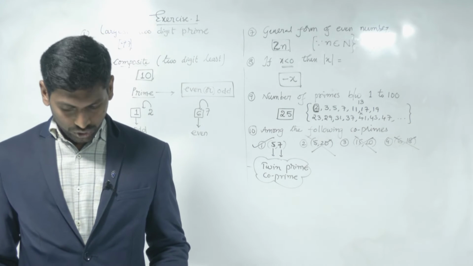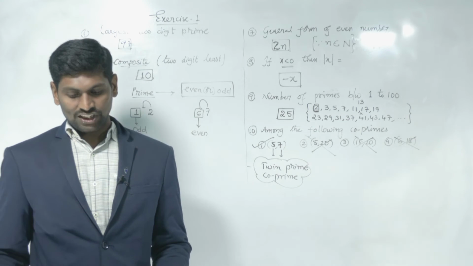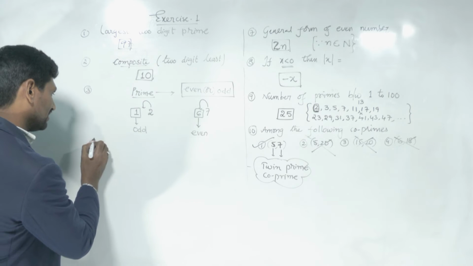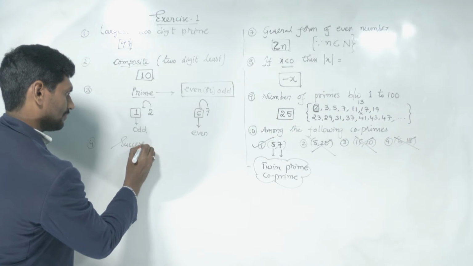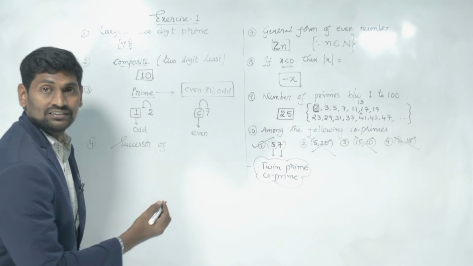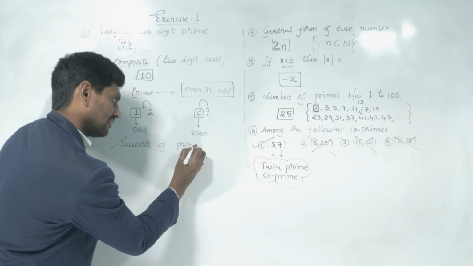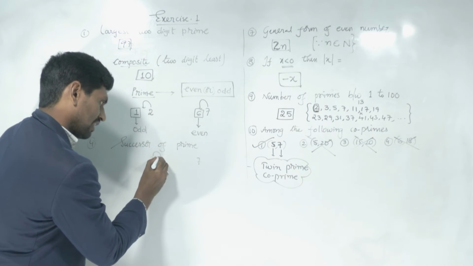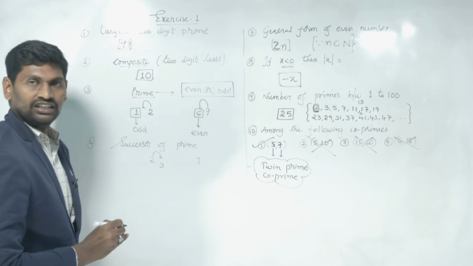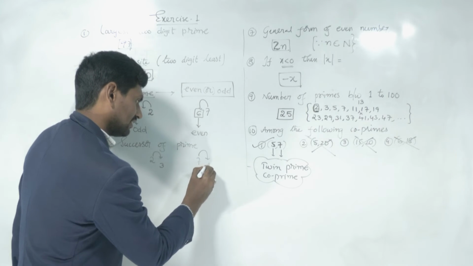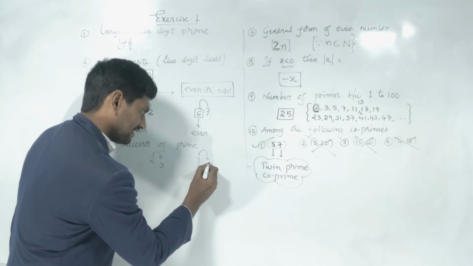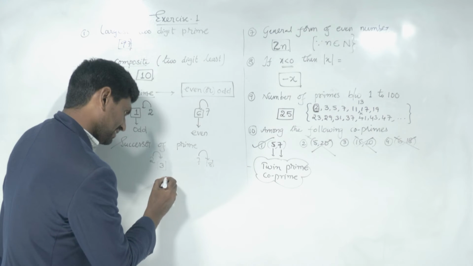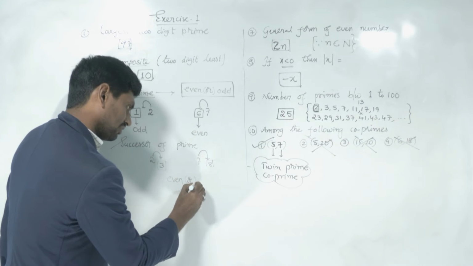Next, coming to the fourth question. The successor of a prime number. Successor means immediately after the number. Same question, successor of a prime. Tell me the answer, children. Again, even or odd. Same numbers I am taking: 2, 7. After 2 comes 3. After 7 comes 8. So 3 is an odd number, 8 is an even number. So again our answer is even or odd.